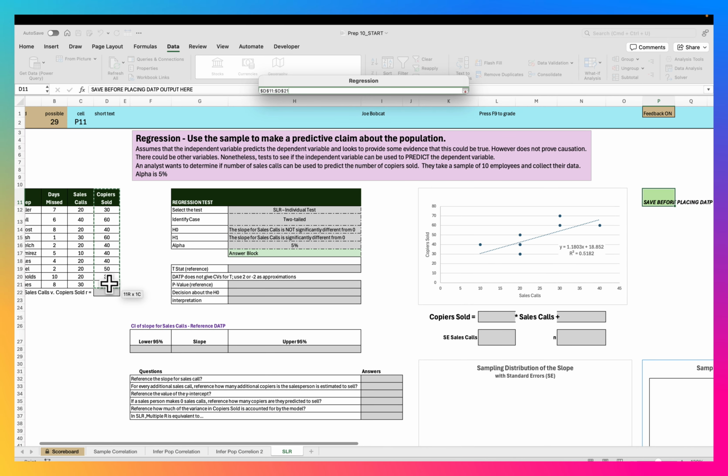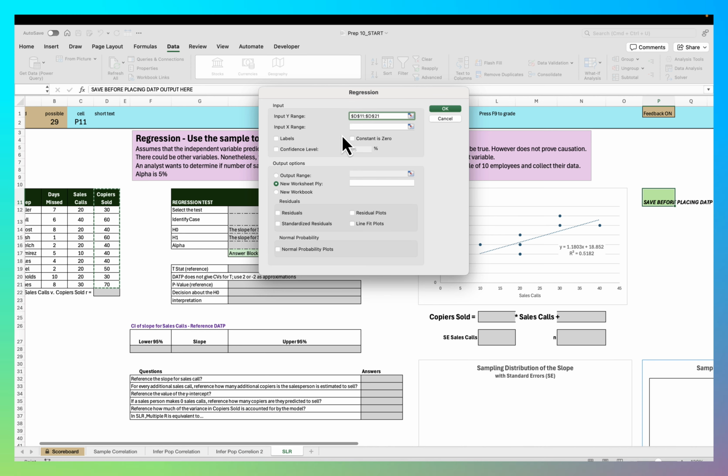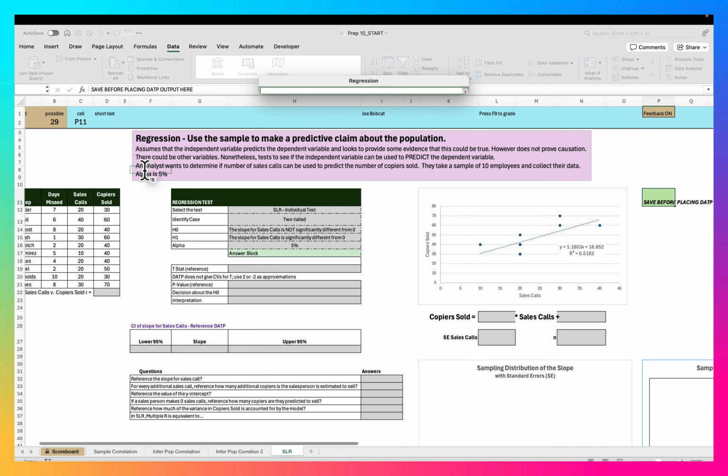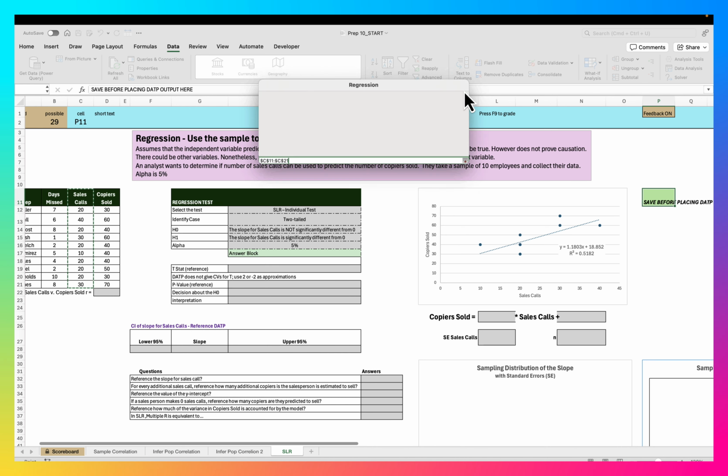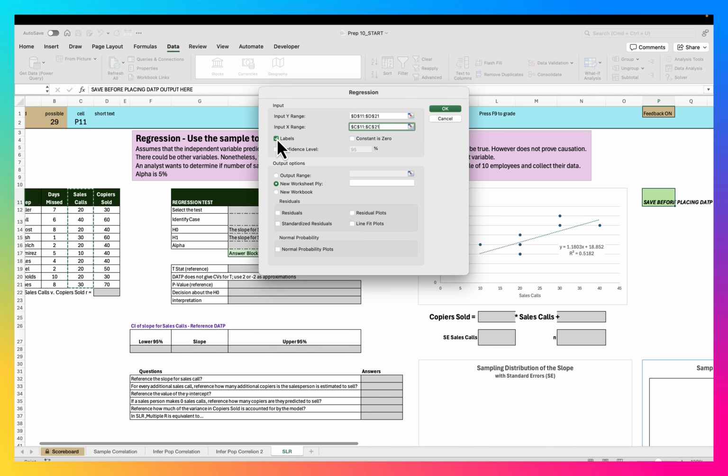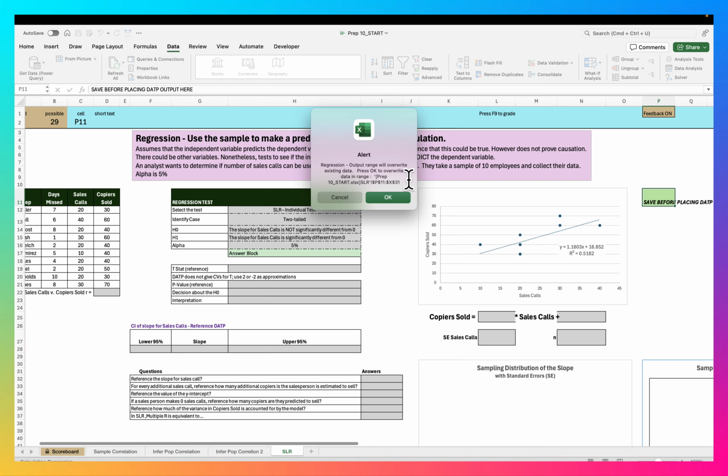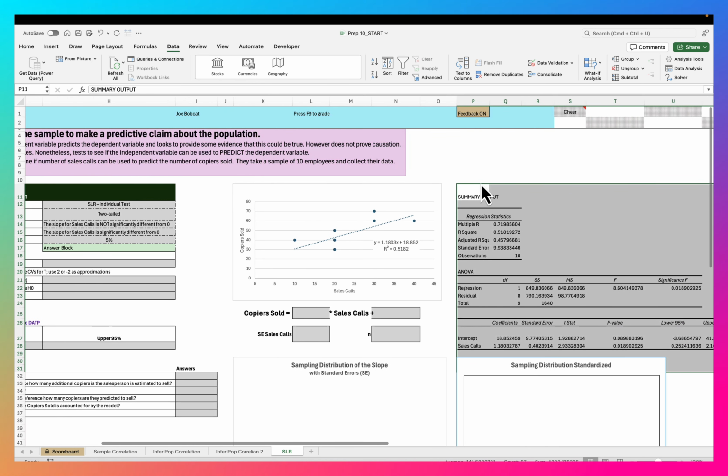It's also what's being predicted. If you didn't have this little picture, you'd get it from whatever's after the word predict, right? So sales calls can be used to predict copiers sold. That's why it's the dependent variable. It's what's predicted. And then the x variable is what is used to predict it, which is sales calls. And there are labels, and the output range is right there. Click OK, click OK.